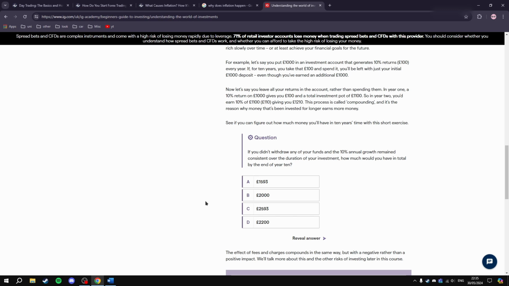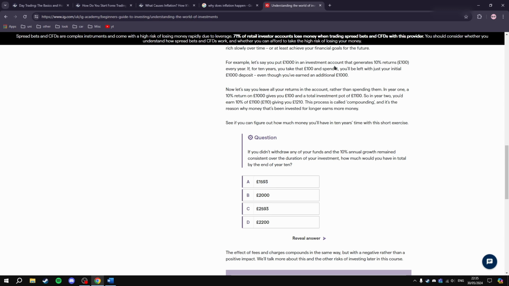For example, let's say you put £1,000 in an investment account that generates 10% returns, £100 per year. If for 10 years you take that £100 and spend it, you'd be left with just your initial £1,000 deposit, even though you've earned an additional £1,000.